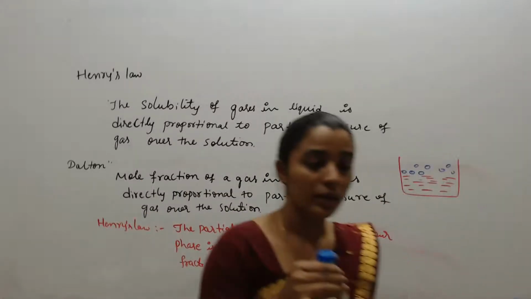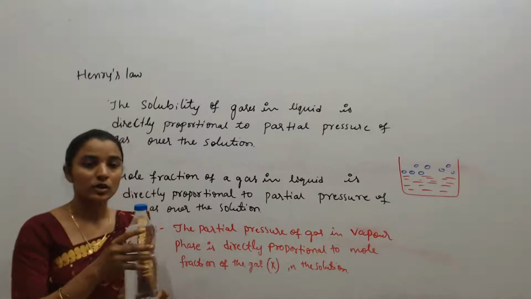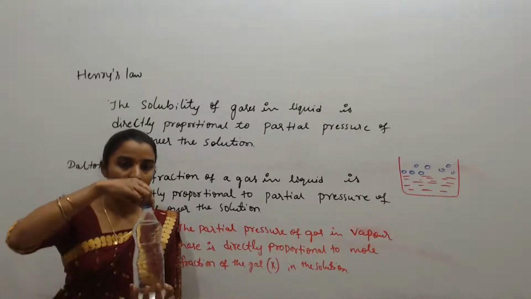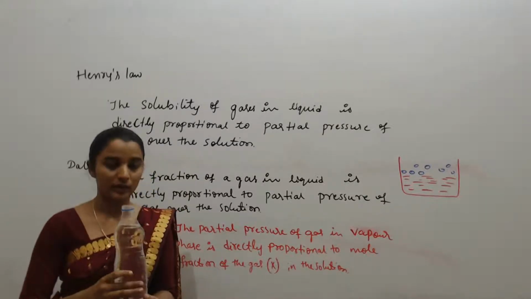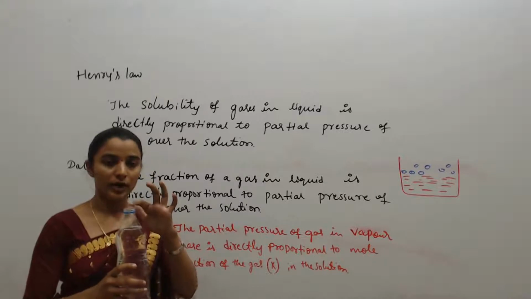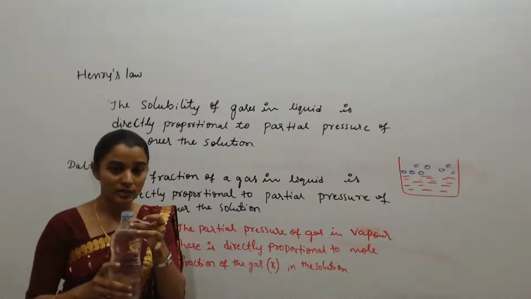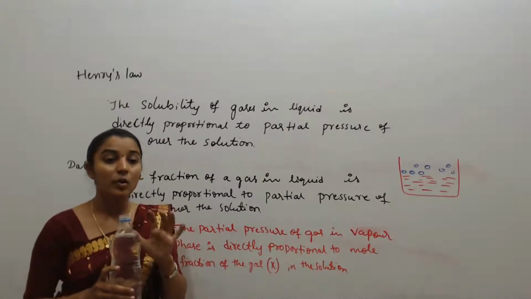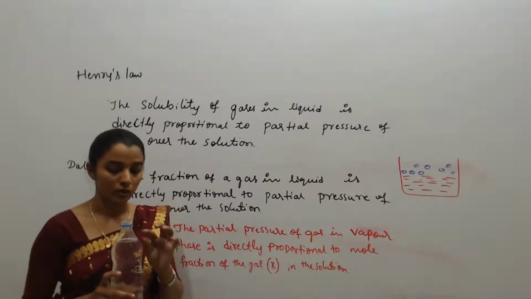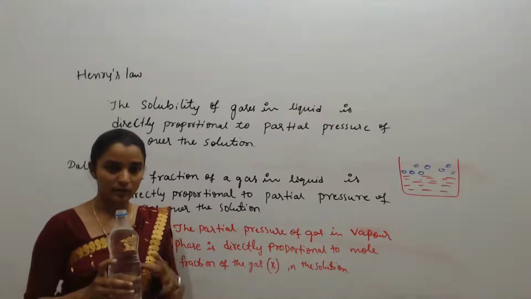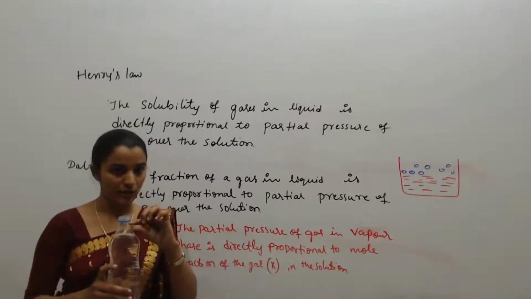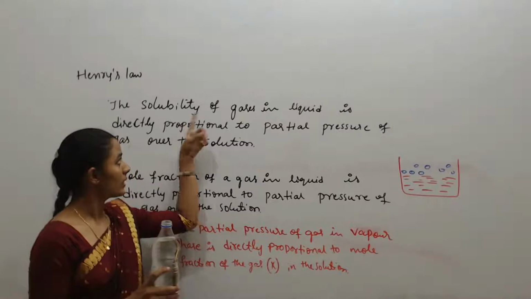So listen, here the bottle is there. In this bottle, if you open the cap, we have some gas here. In the open space, we have some gas, and this gas, the air that is there, has some amount of what? Pressure. Here the liquid is the solvent, and here it is the solute. Solute means there must be a gas.